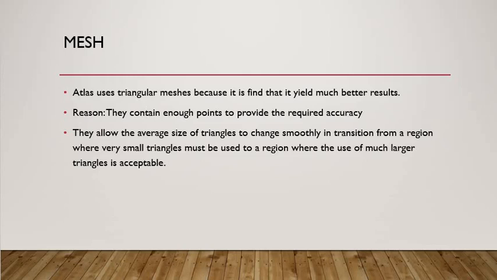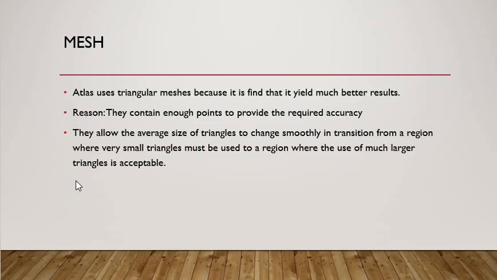Now Atlas uses triangular mesh because it is found that it yields much better results. So in Atlas, all the meshes are in the form of triangles. You will see when I show you in the simulation. So why does it prefer triangular mesh? Why not others, like rectangular mesh? There are two reasons.